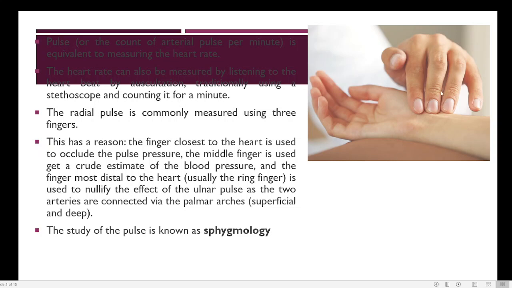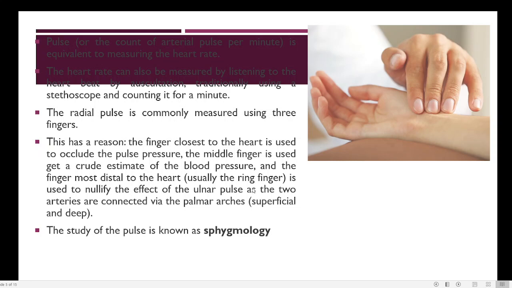See here, 3 fingers are used, and just see how he has placed the 3 fingers. The finger closest to the heart is used to occlude the pulse pressure. The middle finger is the finger that is directly used for getting the pulse, and the finger most distal to the heart, this finger, is used to nullify the effect of the ulnar pulse.